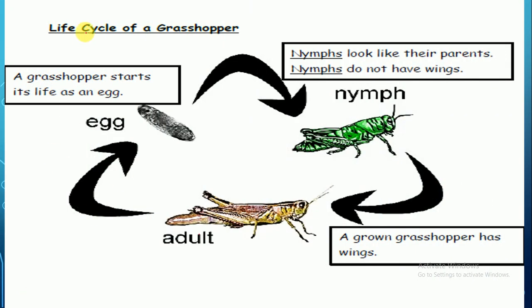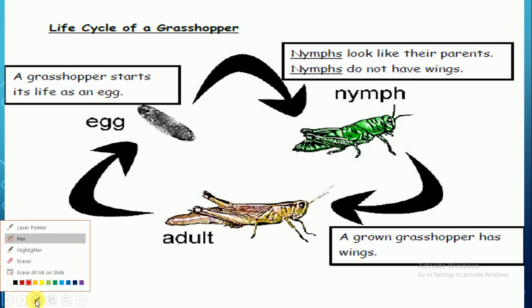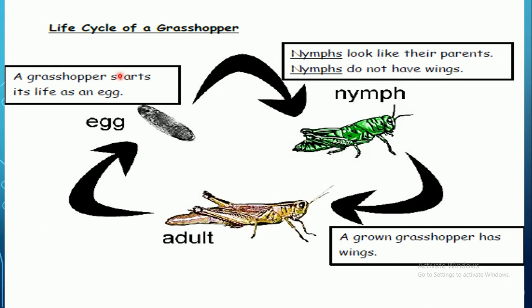Here we can find the life cycle of the grasshopper. A grasshopper starts its life cycle as an egg. Excellent. Nymphs look like their parents. After a while, the egg hatches and gives me a nymph. Nymphs look like the parents, but don't have wings. This is the sentence that we're gonna write in the last slide or in the book.